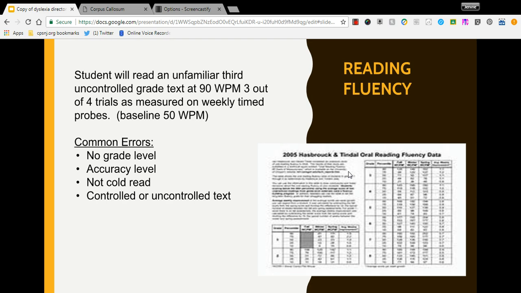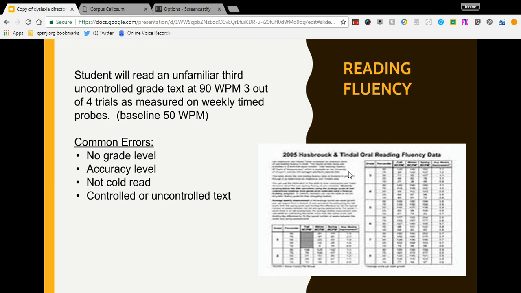Common errors are no grade level. So what grade level is the passage? If the child is in third grade and reading third grade passages with 50% accuracy, you will not be rating them using a third grade passage. You're going to find out where their instructional rate is, where they're reading that passage with accuracy, and use that grade level passage for this type of progress monitoring. Accuracy level, you must include what's the accuracy expectation.